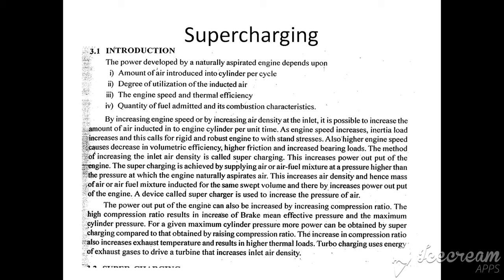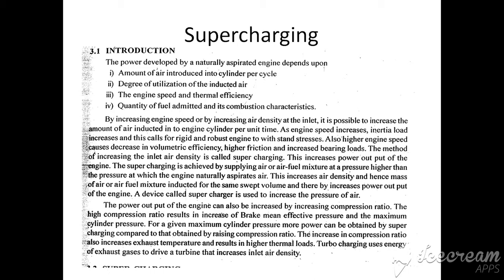Okay. So, for the naturally aspirated engine, the power developed depends upon four criteria. One is the amount of air introduced into the engine cylinder per cycle. Second, the degree of utilization of the inducted air. Third, the engine RPM and the thermal efficiency. And lastly, the quantity of fuel admitted and its combustion characteristics.